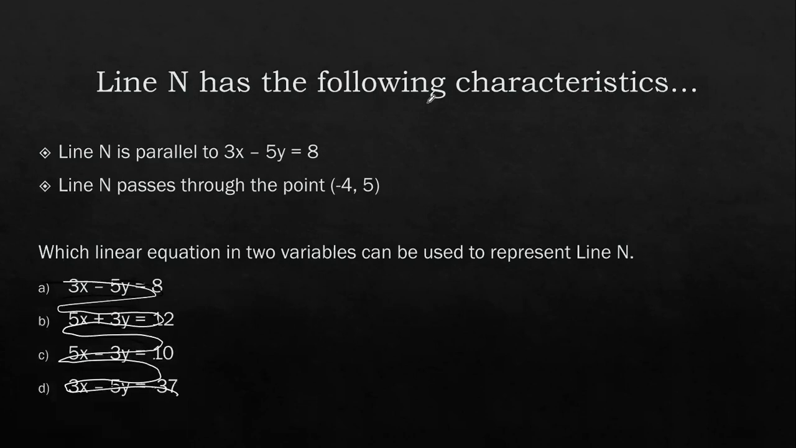We got this. Line N has the following characteristics. Line N is parallel to 3x minus 5y equals 8. Line N passes through the point -4, 5. Okay, big thing here is they're parallel. So since they're parallel, we know they have the same what? Slope.